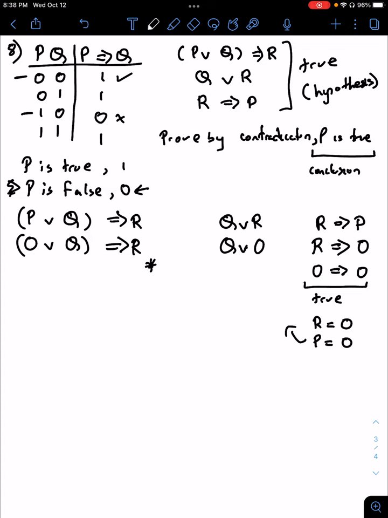In an OR statement, at least one of them has to be true for the whole thing to be true, right? So that must mean that Q is true, which is 1. So this thing is true, right? Now we know the value for Q as well. So Q is 1, R is 0, and P is 0. P is 1, but we're trying to prove that's 0, right?